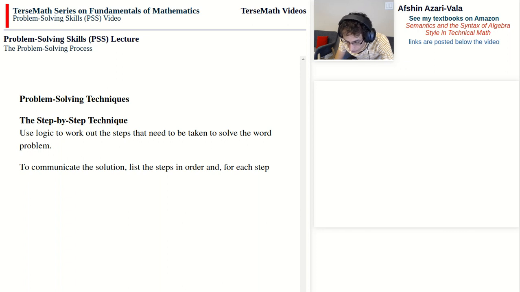Now, of course, if you are solving a word problem using the step-by-step technique, and if you're only doing it for yourself, then you can, of course, solve the problem on a piece of scrap paper, and make a mess of it. So long as you know what you're doing and you get the final answer, all is good. But if you want to communicate your solution, then it's expected that you will provide some explanation as to what's going on.